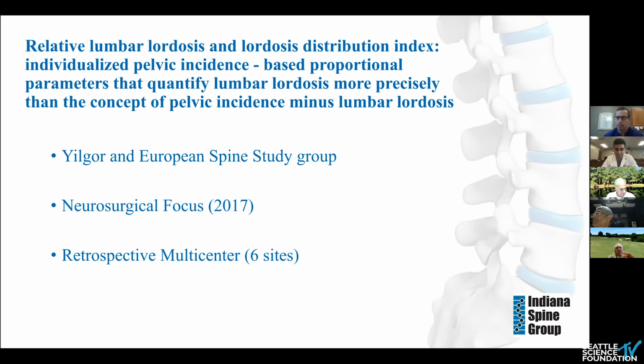So last but not least, I get the task of discussing this paper that seems to be kind of a stepsister of the GAP study, or part of the GAP study, called Relative Lumbar Lordosis and Lordosis Distribution Index: Individualized Pelvic Incidence-based proportional parameters that quantify lumbar lordosis more precisely than the concept of pelvic incidence minus lumbar lordosis. Quite a mouthful. This is done by the European Spine Study Group. It was published in Neurosurgical Focus in 2017 and was a retrospective multi-center study at 6 sites in Europe.